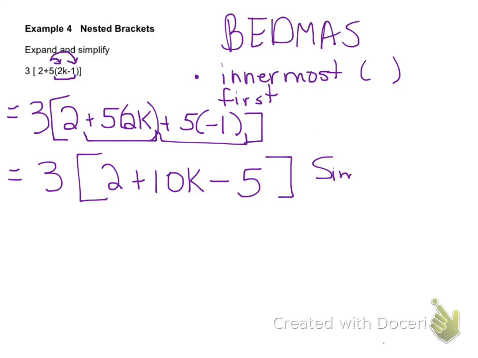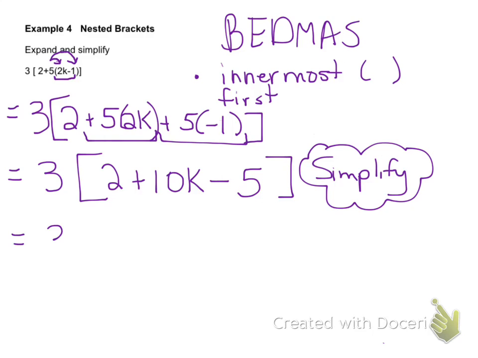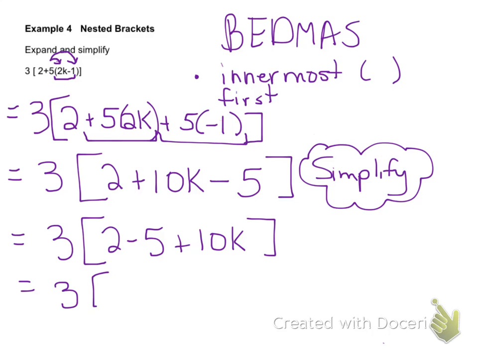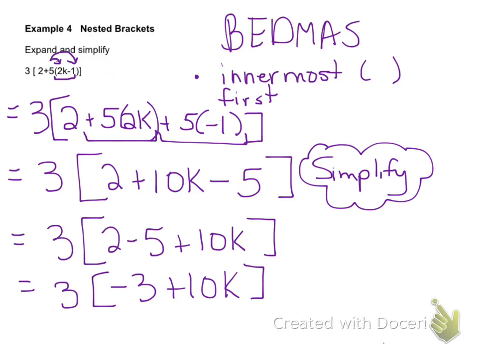As you can see, you can simplify inside the bracket. So you've got to do whatever you can inside the bracket before you do anything else. So we're going to collect our like terms, which is 2 minus 5. 2 minus 5 gives me -3, and I rewrite the 10k. At this point, you can change the square brackets to round brackets if you prefer. So we're going to have 3 bracket -3k plus 10.